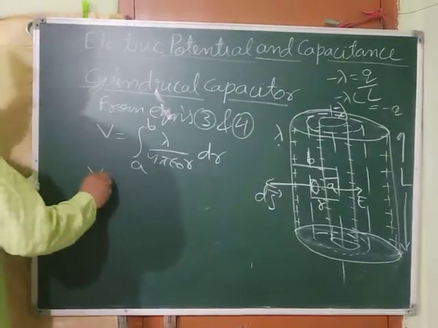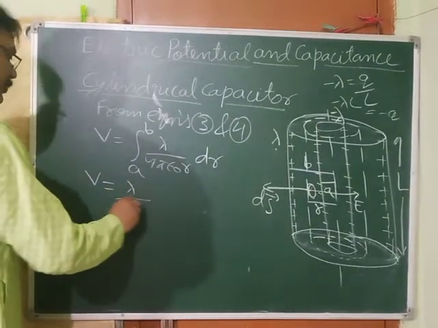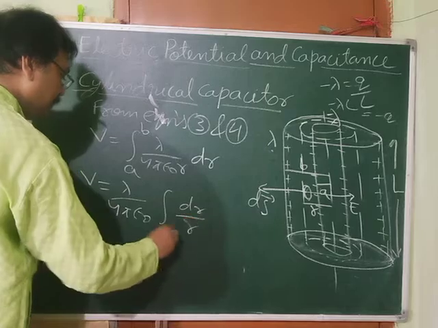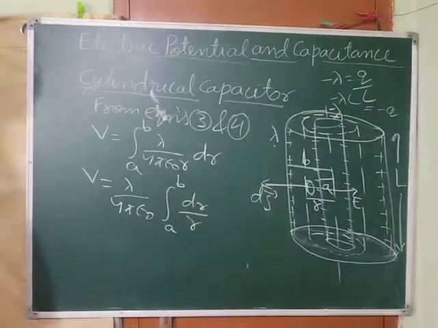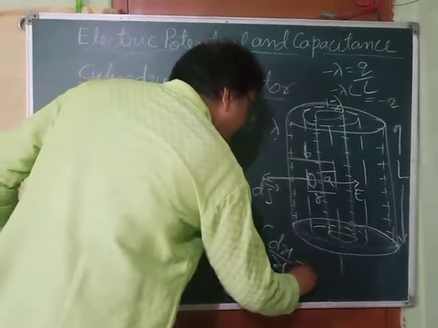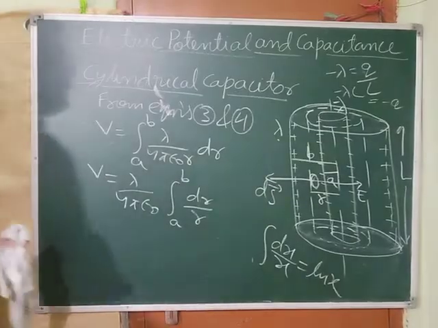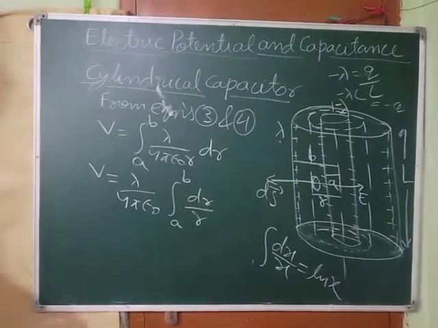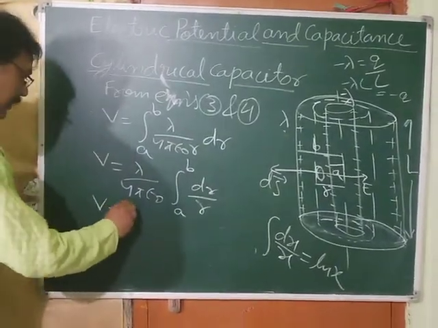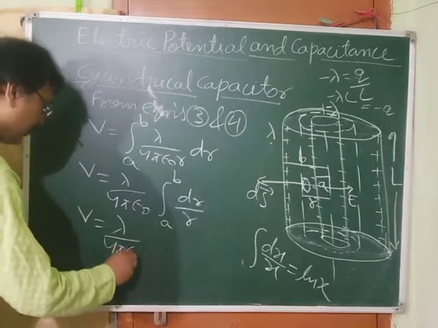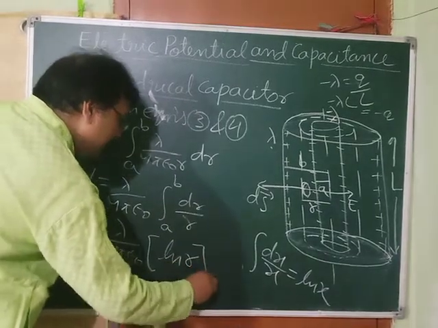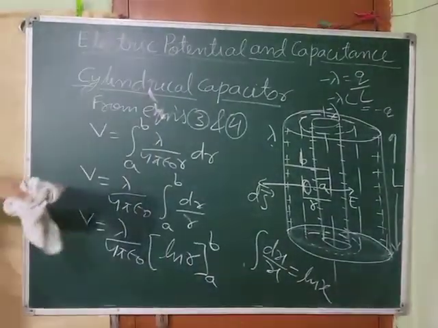See, V is equal to, lambda is constant, will come out. 2 pi epsilon naught is constant. What will remain? Only dr upon R from A to B. My dear children, I think you might be remembering, or you might have forgotten: dx by x is what? It is ln x, that is log to the base e of x, that is the integration. If you have forgotten, then you can see that formula, and according to that formula we can write lambda by 2 pi epsilon naught ln r, limit is A to B.